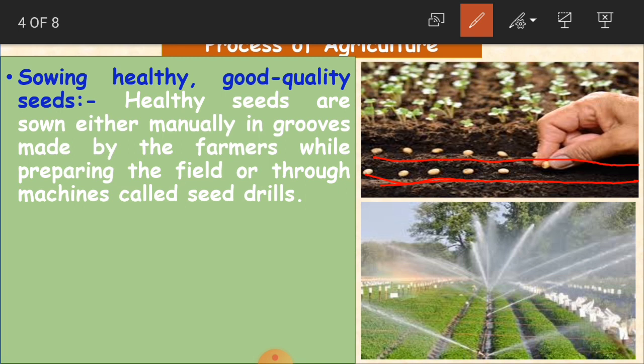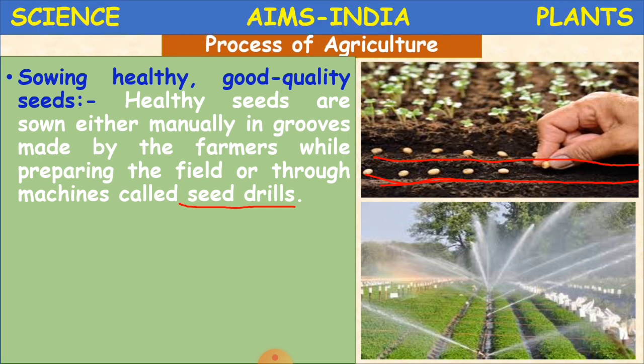And what type of seeds do we have to sow? We have to sow healthy seeds. If you sow a healthy seed in the soil, then only we will be able to get a healthy plant. If the seed is not healthy, then it will not be able to germinate. So we have to sow healthy and good quality seeds. Okay, children, clear? Now, what are these machines? Seed drills. Seed drills are machines which make the soil ready to sow the seeds.